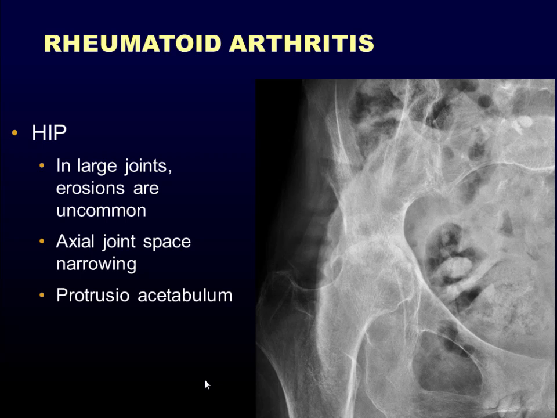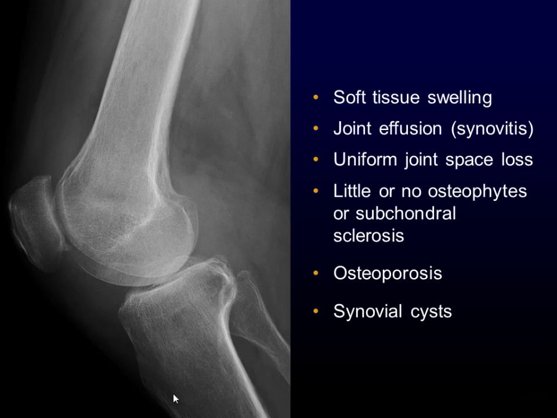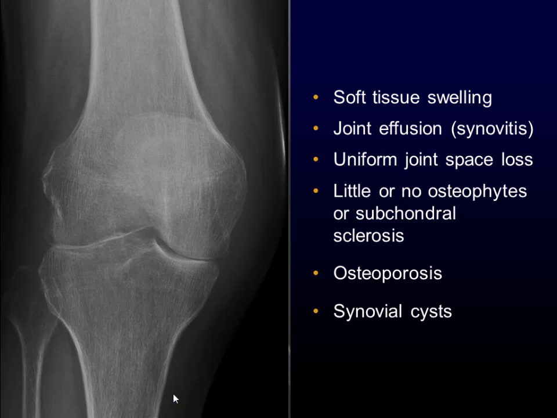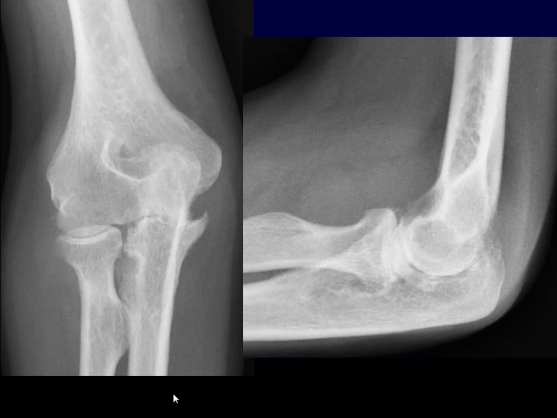When we see that symmetric joint space loss in the hips, it leads to the hip migrating axially towards the spine. Notice the bone is completely eroded away. There's not a lot of osteophyte formation on this hip joint. You've seen this one already in the knee. Symmetric joint space loss, not a lot of osteophyte formation. It's all classic for rheumatoid.